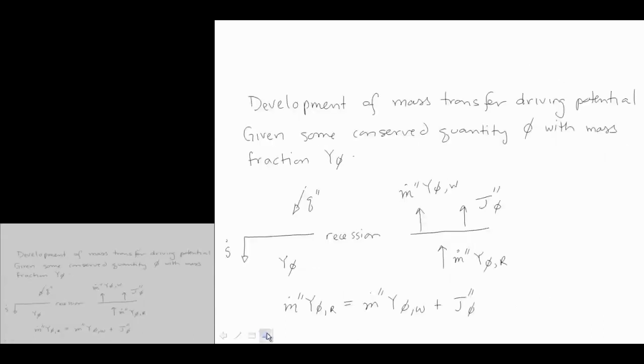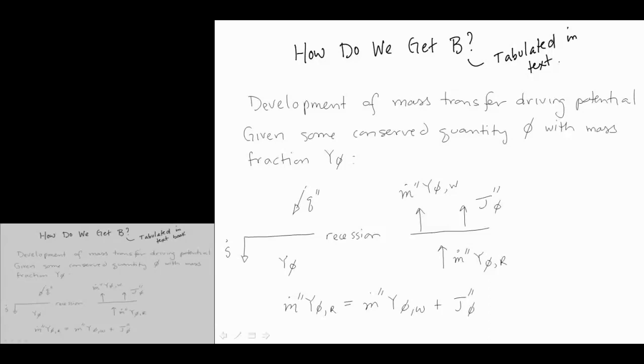So how do we get B? What does B mean? First of all, I'm going to say that B is tabulated in textbooks and reference books for a range of materials. And some of this is experimentally determined, and others developed by theory.